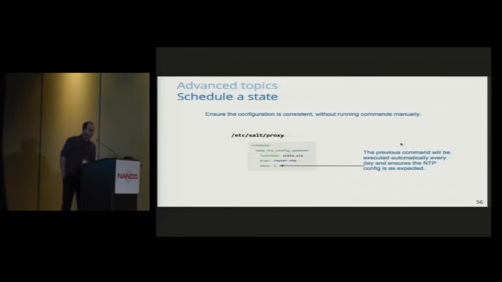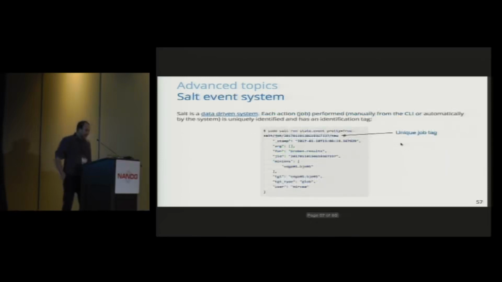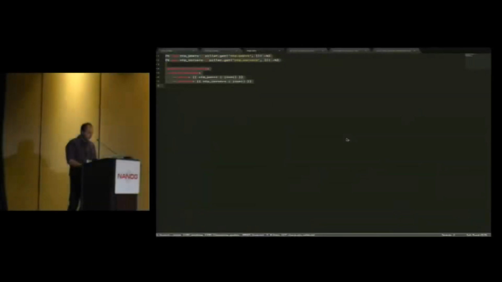state to be executed at specific intervals of time. For example, you can say run this state every day, and so on. Before going further, let's have a look at the Salt event system. Salt is event-driven, and everything that goes into Salt is recorded through an event bus. And each command you do and anything that happens has a unique job tag, like this one.